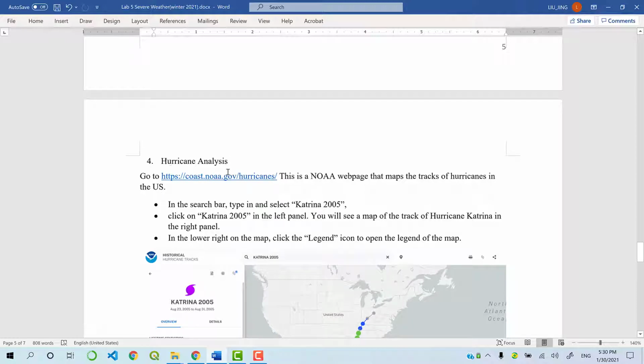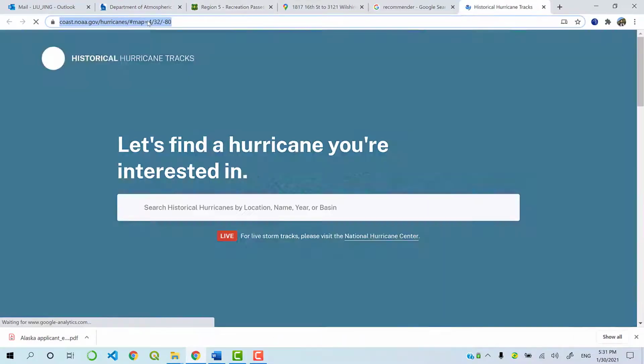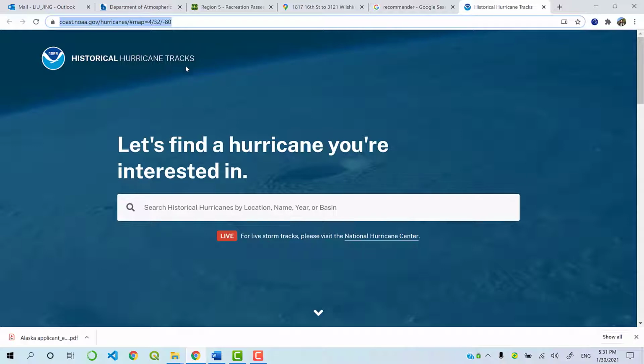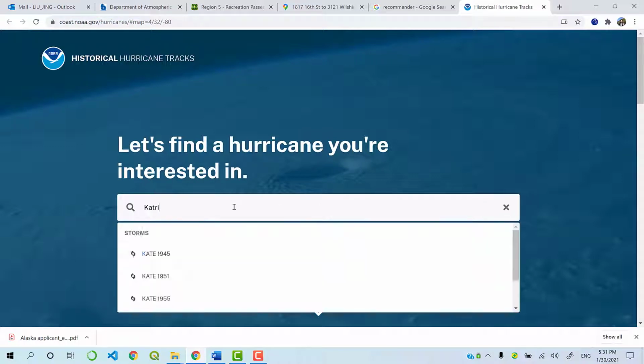It's a hurricane analysis. So you're going to click on this link to go to our historical hurricane tracks center. Here, I want you to type in Katrina, 2005. You can see you have a lot of Katrinas. I want you to examine this one, which hit New Orleans so heavily.